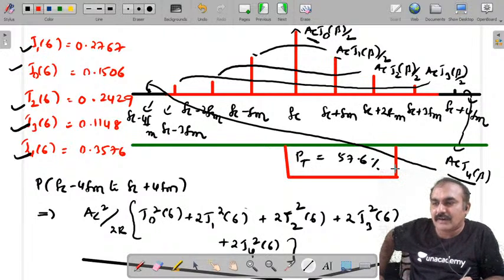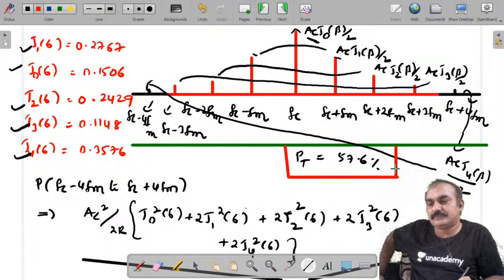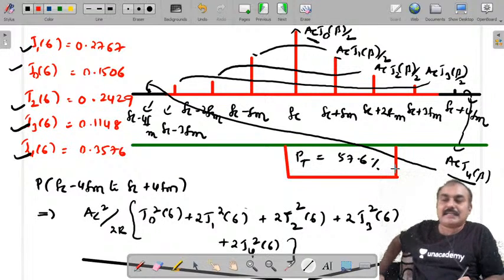Is that clear here? How I have done the problem? Now this is the problem that has been asked in the previous GATE papers, all these questions have been asked in the previous GATE papers only, my dear students. Is that clear, everyone?